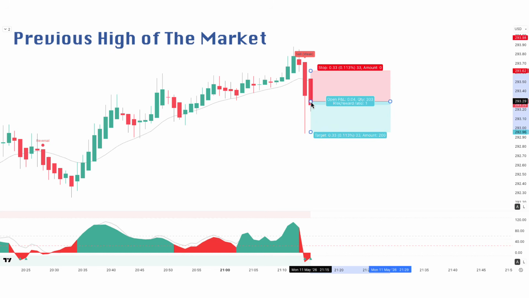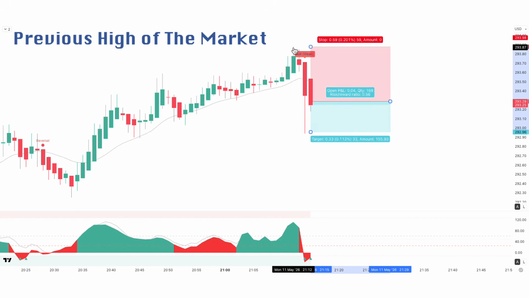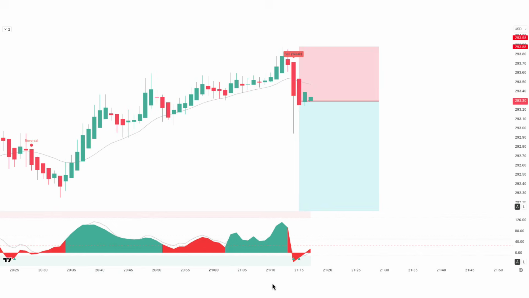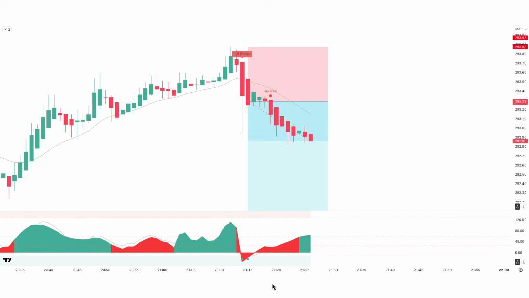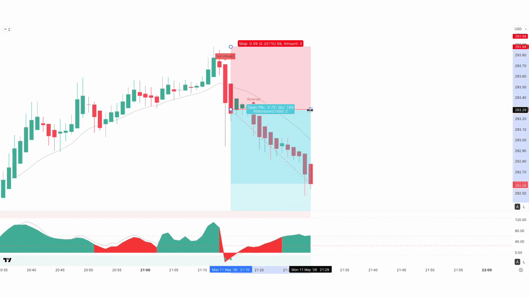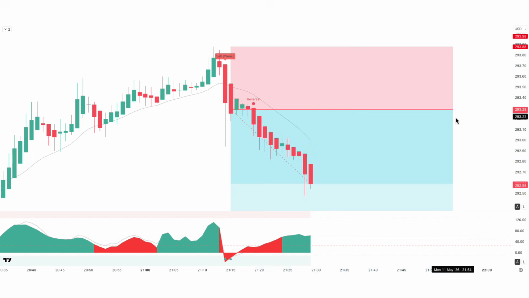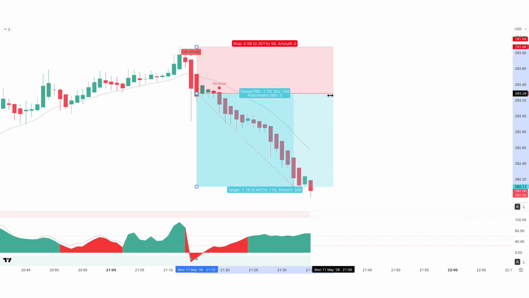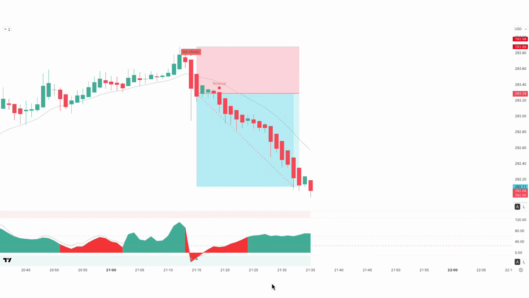Our stop loss is to be placed at the previous high of the market. And the risk to reward ratio will be 1:2. Let's see what happens to our trade. Our trade is running in profit. We have won the trade. Let's find the next trade.